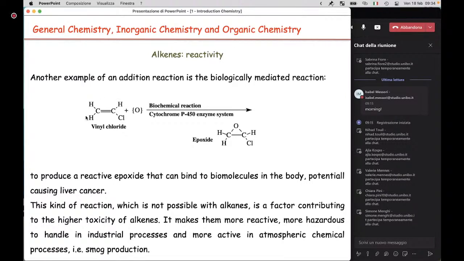Another reaction which can be interesting from a toxicological point of view is the addition reaction between an alkene and, for example, oxygen. This is a reaction that happens with air oxygen, which is, as you know, transported to the body through the blood. In this case, this addition reaction produces an epoxide. An epoxide is this cyclic structure containing an oxygen atom.